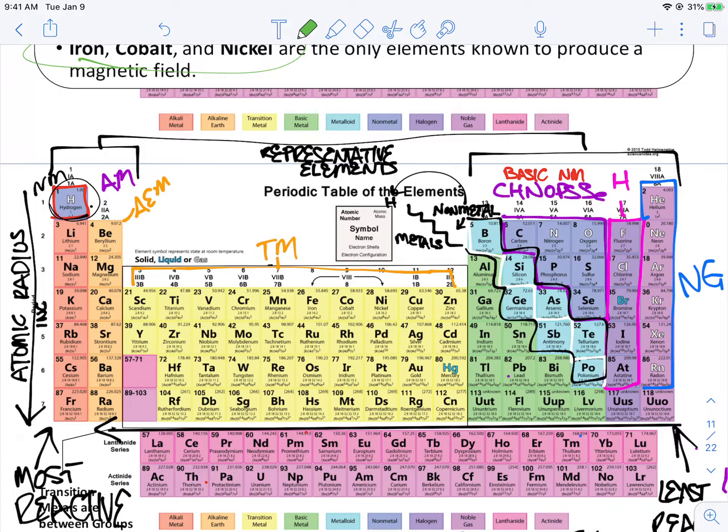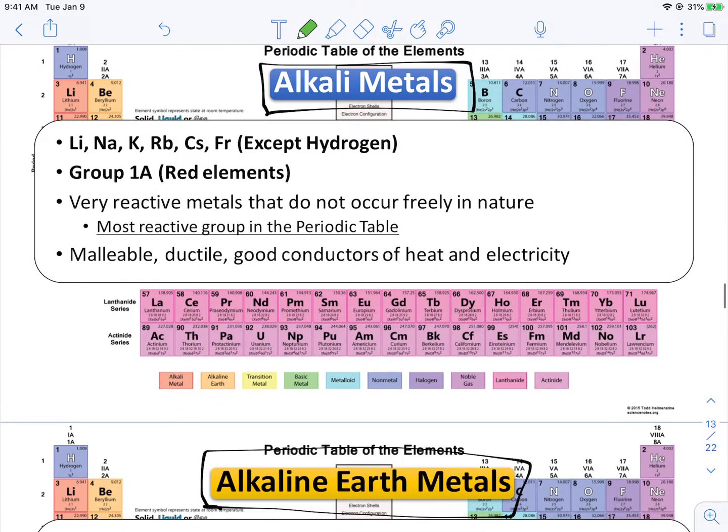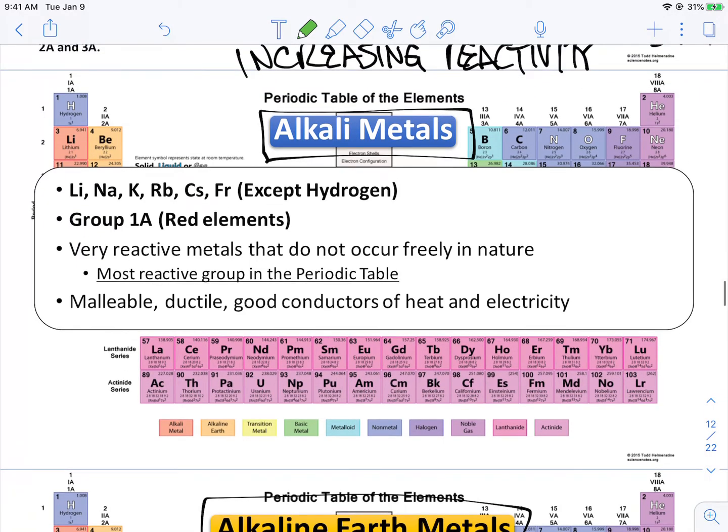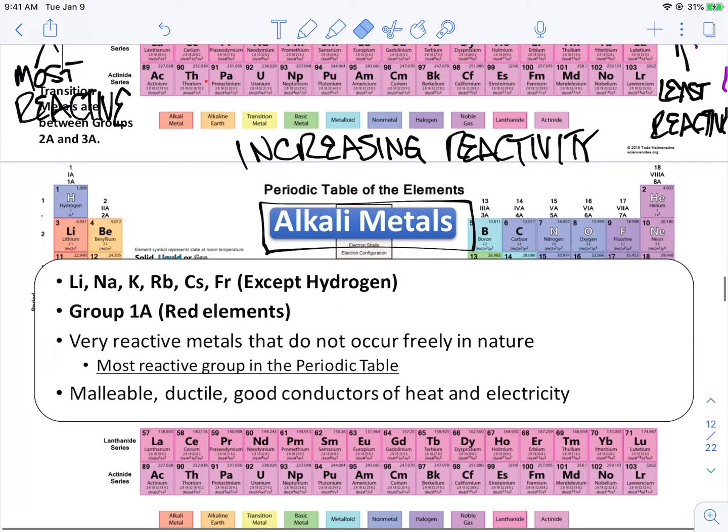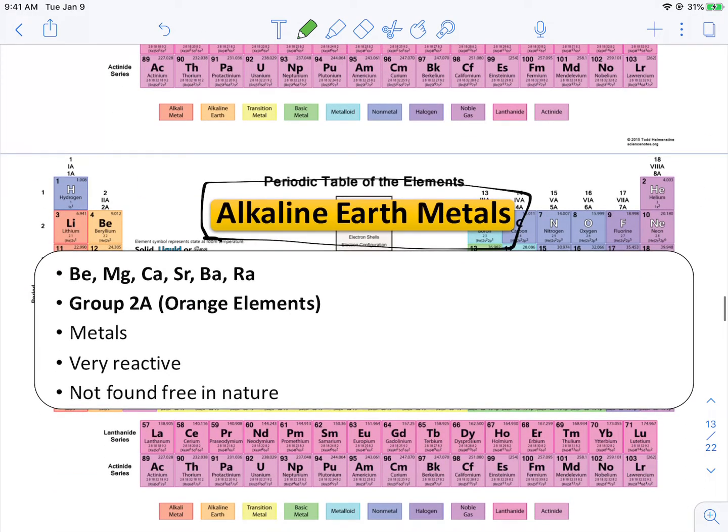Now the next group would be the alkali metals. Now, here's a tip. These next 2 groups I'm going to call by name are these guys. They have similar names, so I'm going to give you a tip on how to differentiate between alkali metals and alkaline earth metals. Spoiler alert, alkali metals are all the guys in group 1 except hydrogen, because hydrogen is not a metal. So it's all these guys in group 1, and then the alkaline earth metals are everybody in group 2.